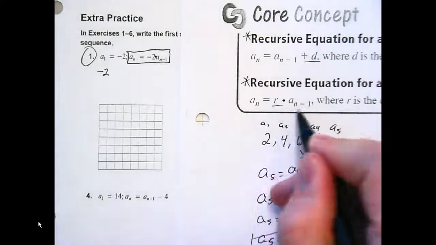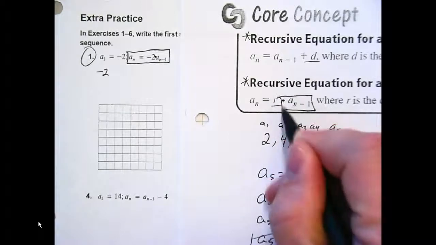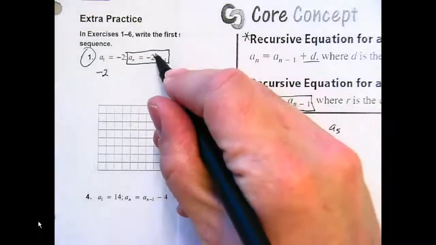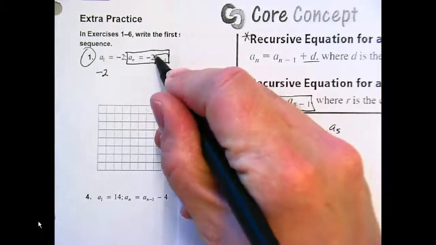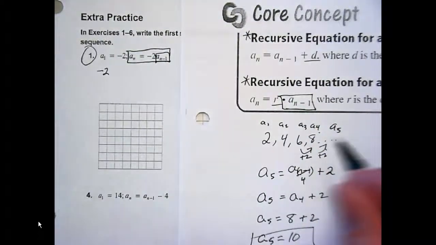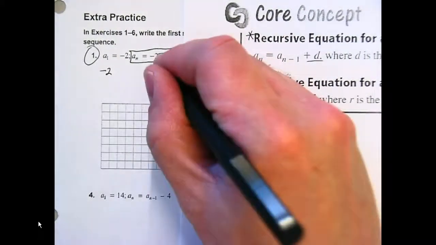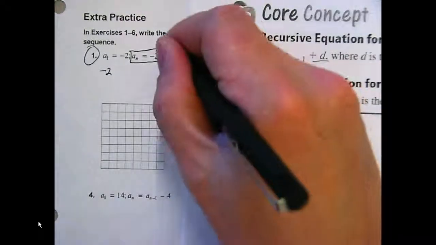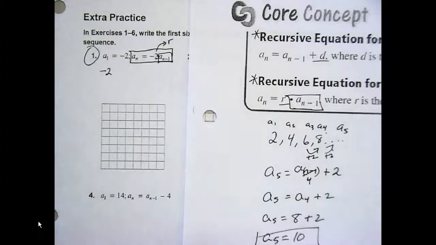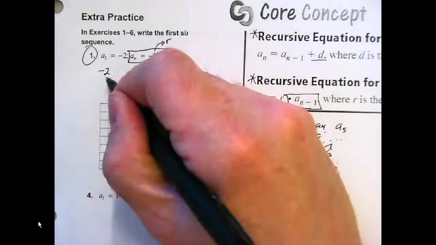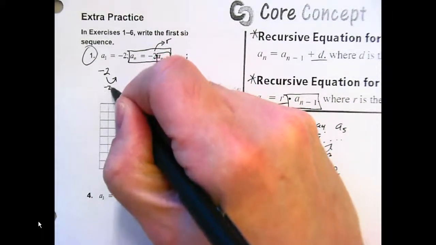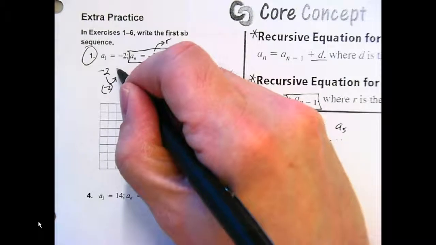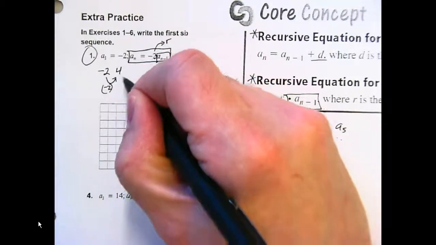Notice you have a to the n minus 1 power, or a sub n minus 1. That's right here. And we have negative 2. What's unique about that negative 2? What's important about this? It's r. And r tells you what you are multiplying by. That's a key thing, because that tells us our next term, which is 4. And then?